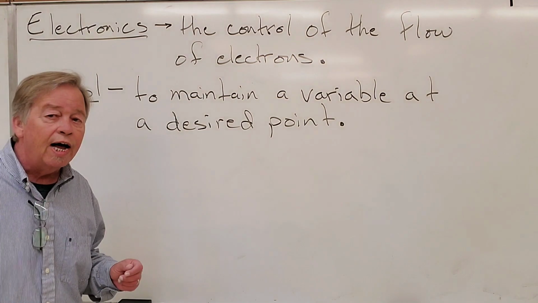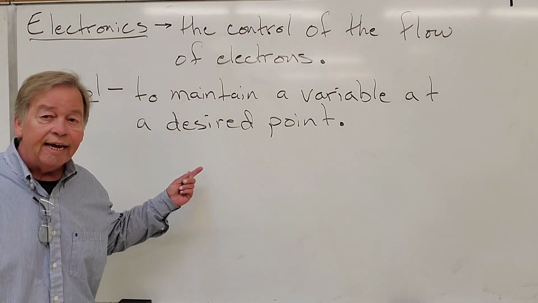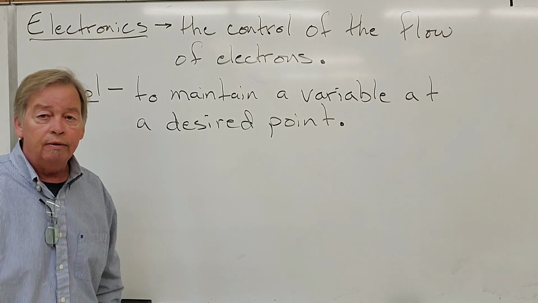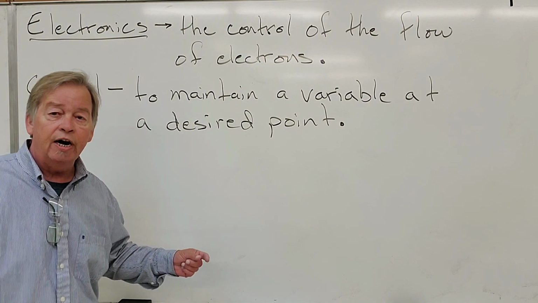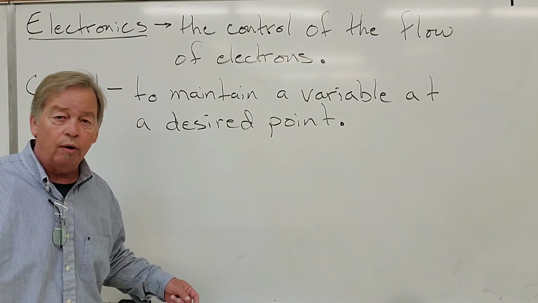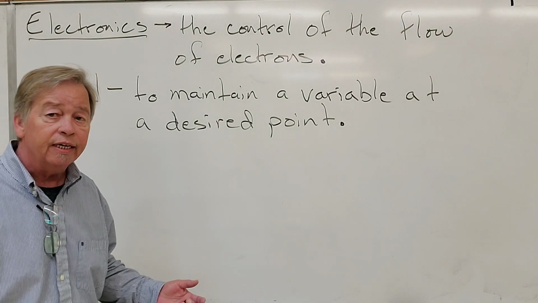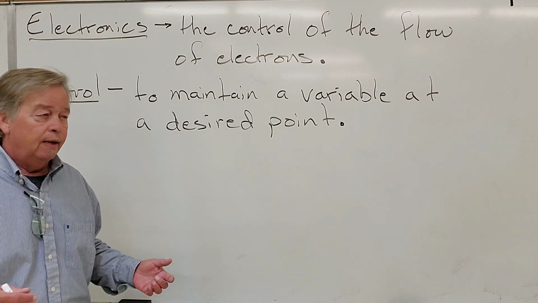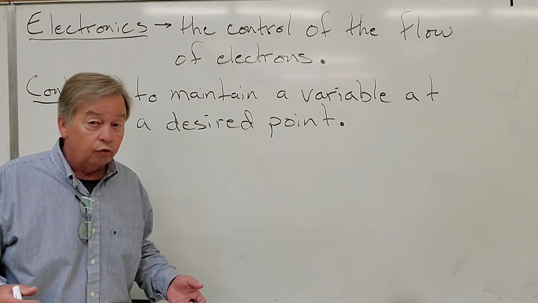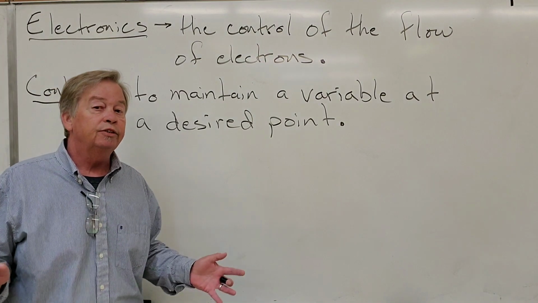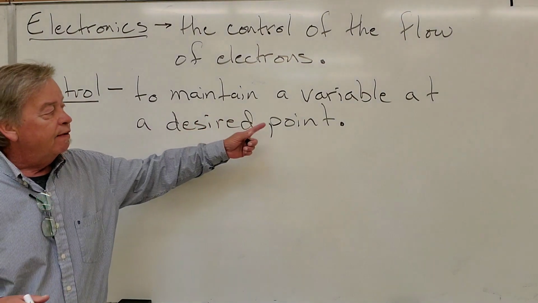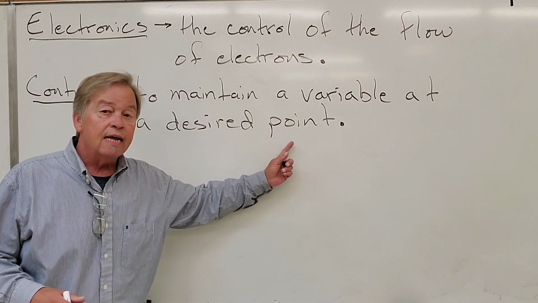Control can be defined as maintaining a variable at a desired point. To maintain a variable at a desired point. What's a variable? Well, that's anything that can change, anything that can vary over time. Because there wouldn't be any point in controlling something if it didn't change by itself. So maintaining a variable at a desired point.